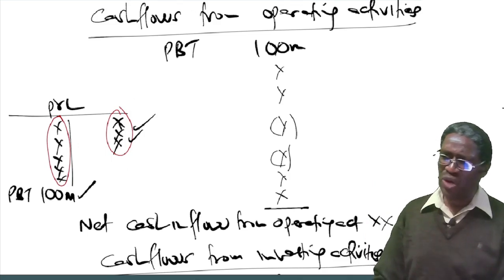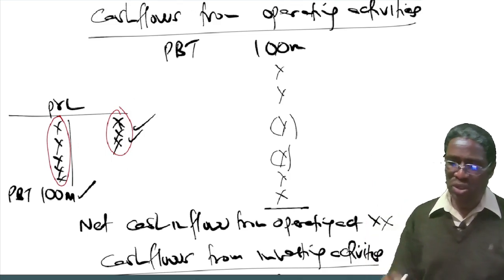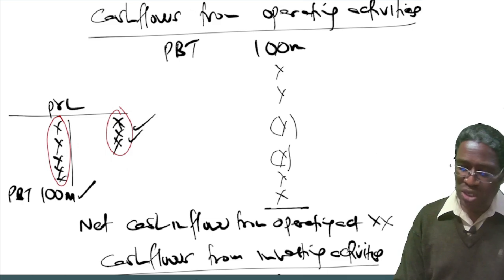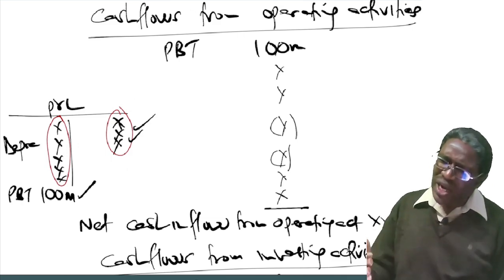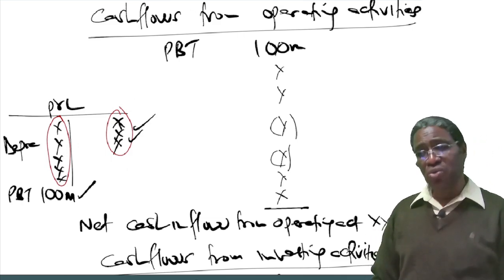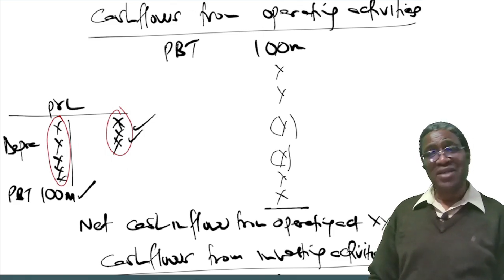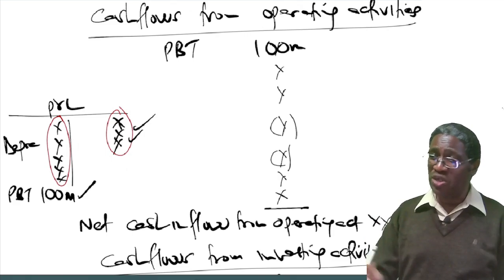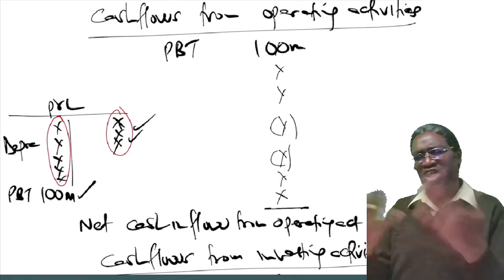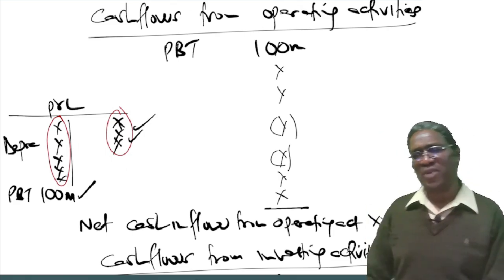Let me just give you one example. Whenever you prepare a P&L account, you normally debit your profit and loss account with an expense called depreciation. Is it a cash item? The answer is no. You only debit the P&L account with an expense called depreciation. It's an accounting rule. It's an expense, so you debit the P&L account.